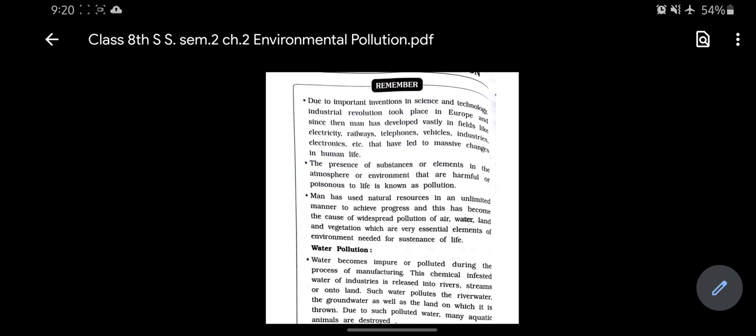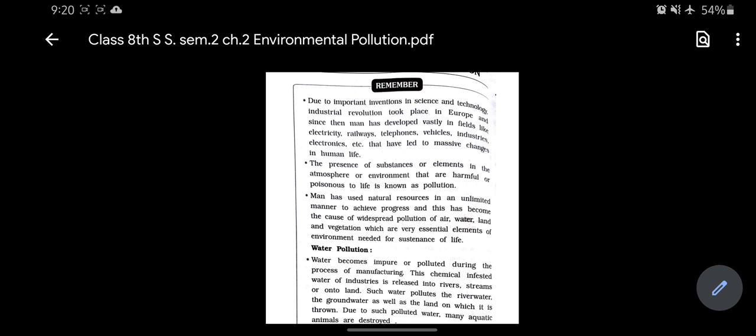Today, we are going to learn lesson number 2 in subject Social Science Standard 8. The name of the lesson is Environmental Pollution, which is a very familiar topic to all of us. We all have studied about environment and various types of pollution in previous standards also. So, let us learn more about this topic.